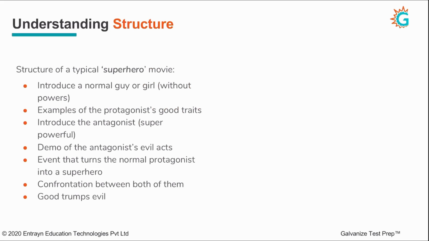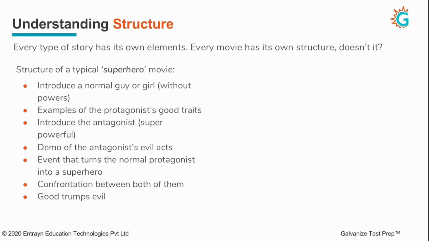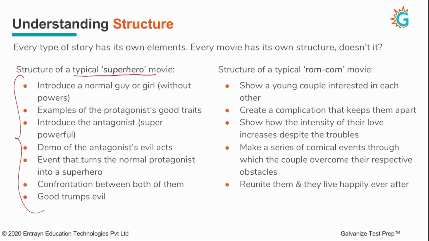So, when it comes to understanding structures, now remember, every type of story has its own elements, right? It is made up of a bunch of elements, and we are going to use an example of movies. Every movie does have its own structure, doesn't it? For example, a typical superhero movie might have a structure that goes through all of these different stages. Similarly, if you have a romantic comedy movie, that movie might have a structure that goes through these stages, right? So every production, every movie, every book has its own structure. And similarly, every reading comprehension passage also has its own structure, right?